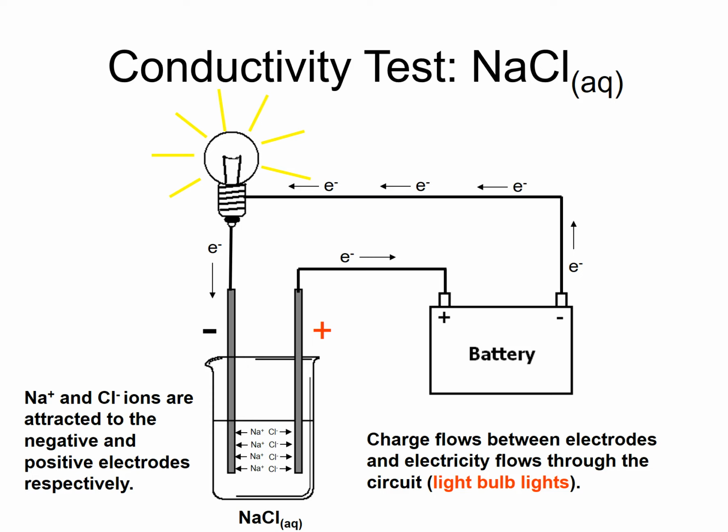This is a good experiment to keep in mind. Simply what it tells us is that if the light bulb lights, then what is in the beaker must contain ions that are free to move. That's what it tells us. If the ions are dissociated and pulled apart and now no longer part of a crystalline lattice, but instead free to move within the beaker, if the light bulb lights, those ions are there and they're free to move, and they're what's responsible for conducting the charge and causing the electricity to flow.